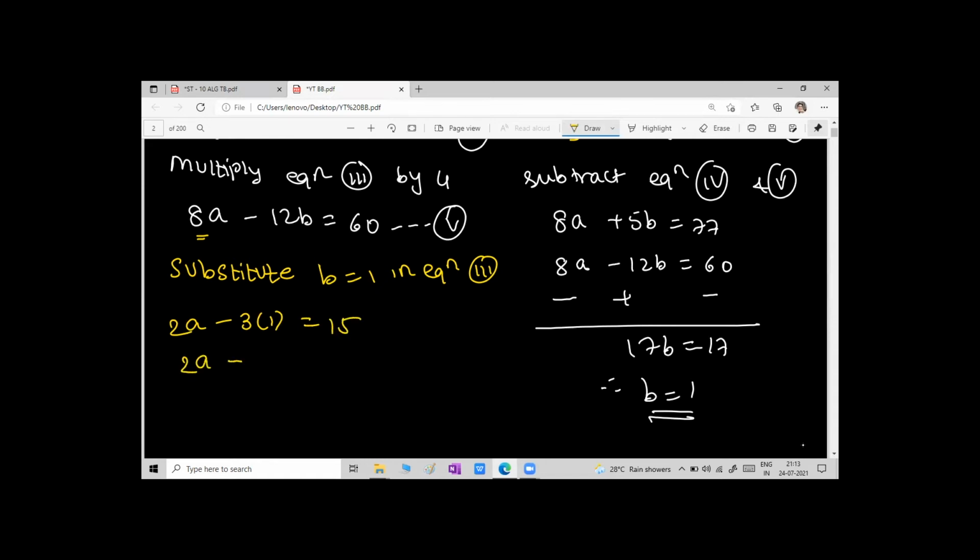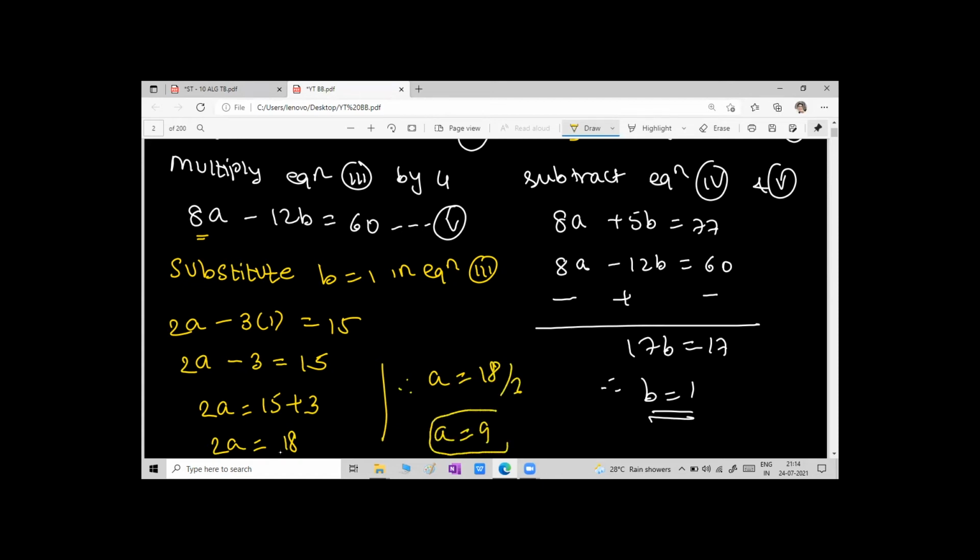Yes, is it going over your head? If it's going over your head, then tell me. Comment it. I will just try to explain it to you in a better manner. Okay, 2a is equal to 15 plus 3, it will go to the other side, so 2a is equal to 18. Therefore, a is equal to 18 upon 2 and a is equal to 9. Isn't it? Am I going correct?